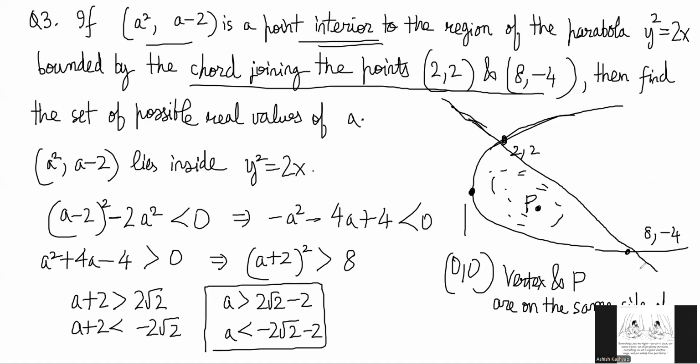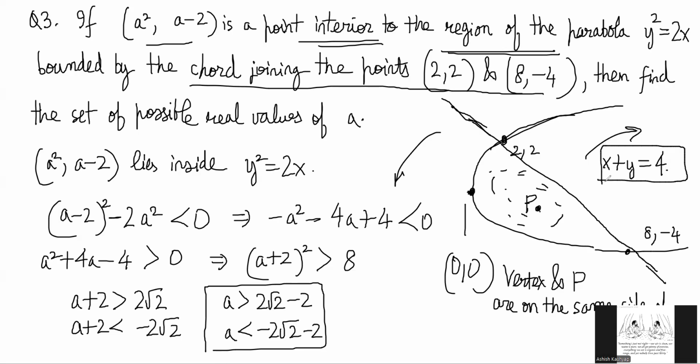Any straight line divides the plane into two halves. This is one side and this is one side. You can see that both the origin and the point P lie on the same side of the line. So what we will do first here is write the equation of this line, and you can find the equation of this line by doing the two-point form. You can see the equation will come out to be x plus y equals 4. That is the equation of this line. You can check it yourself.